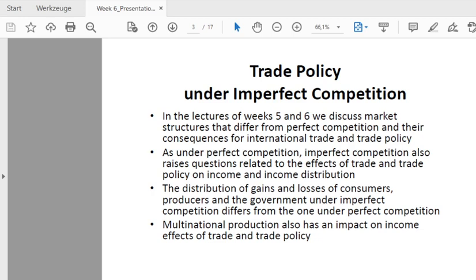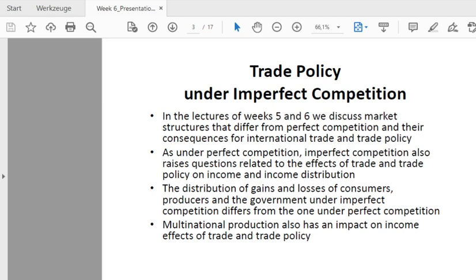The distribution of gains and losses from trade among consumers, producers, and the government differs particularly strongly under imperfect competition from the one that we have already discussed under perfect competition. And of course, the introduction of multinational production again brings us a different distribution of gains and losses, because we have ownership that is scattered.